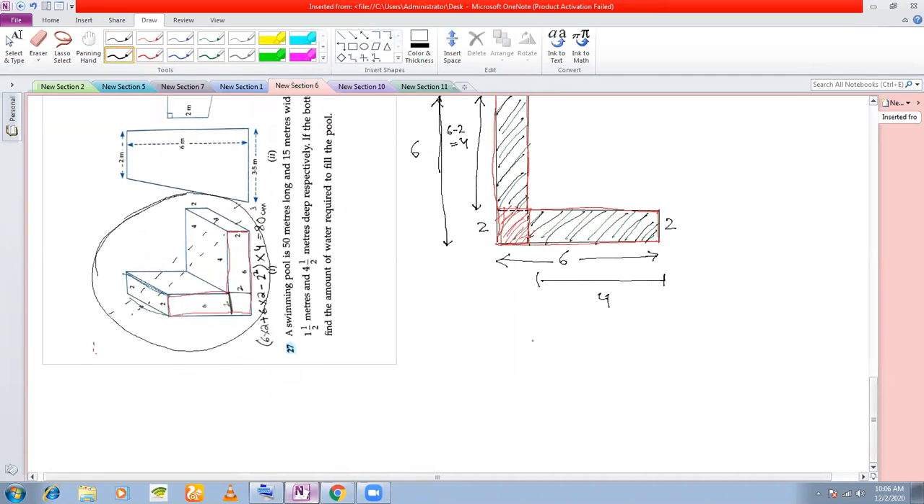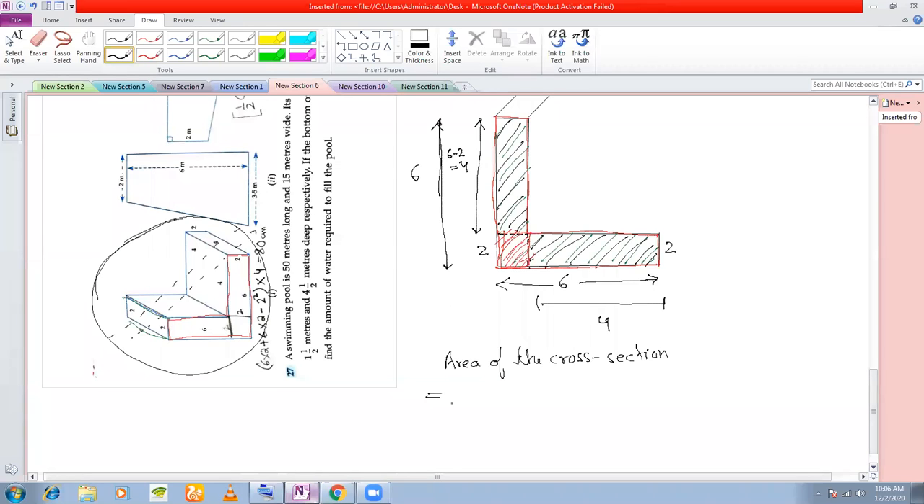So let us proceed to find out the area of the cross section. Area of the cross section is equal to area of the vertical rectangle. Let us consider the vertical rectangle first. Area of the vertical rectangle is 4 into 2, right? What is the area of this horizontal rectangle here? This part. It is again 4 into 2. Sir, 6 into 2? We are only considering this part. That is why 4 into 2. So 4 into 2 plus 4 into 2.